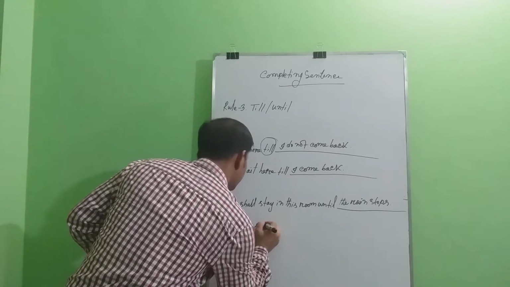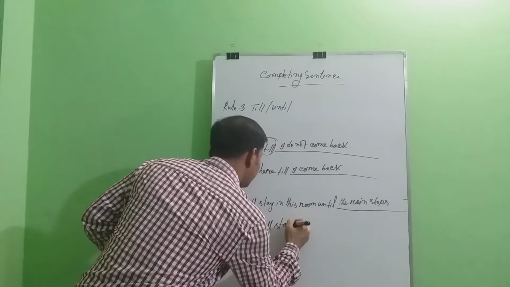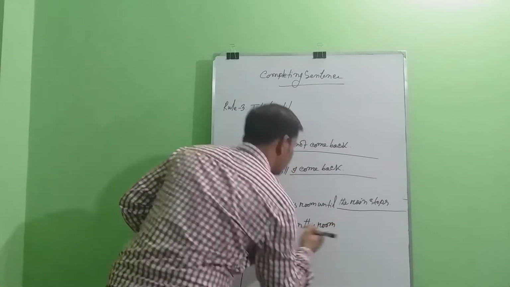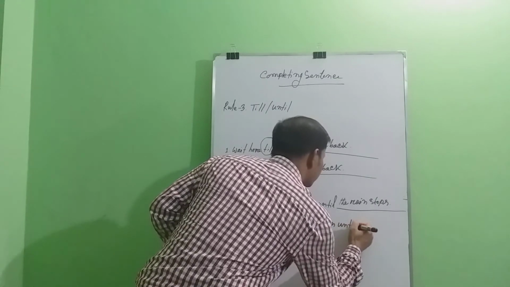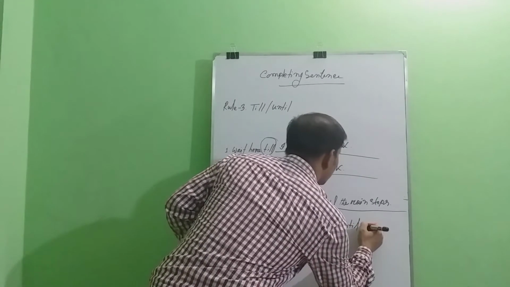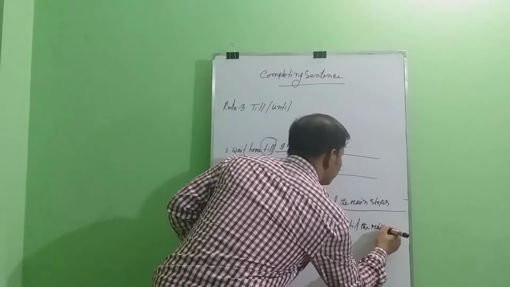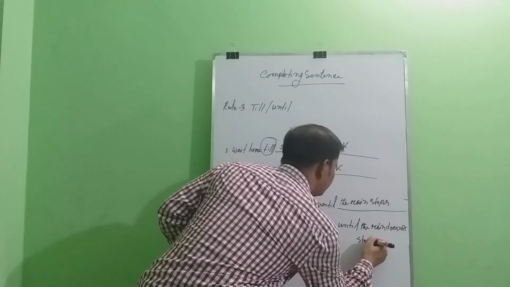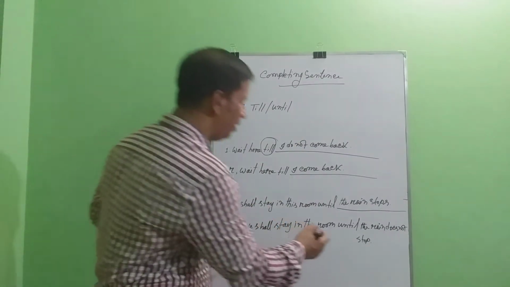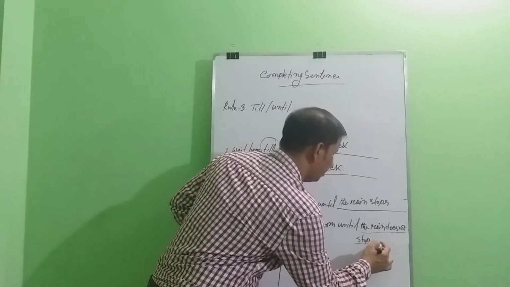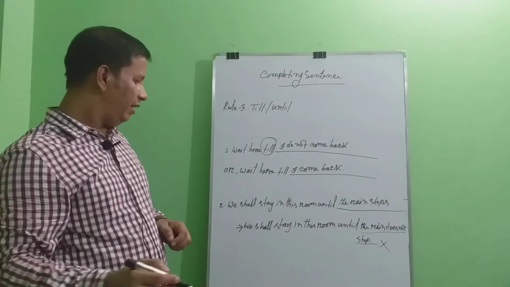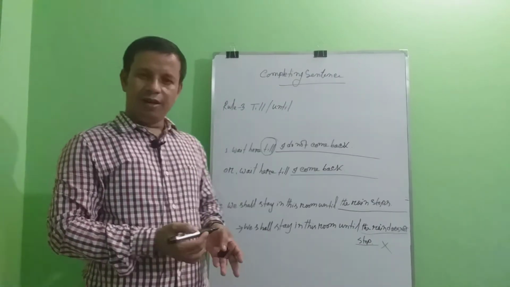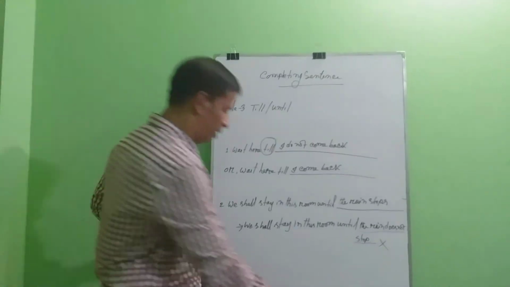We shall stay in this room until the rain doesn't stop. After until I have written a negative sentence, but this is not correct sentence, and you should not write a negative sentence after until. Are you clear, students? Thank you very much.